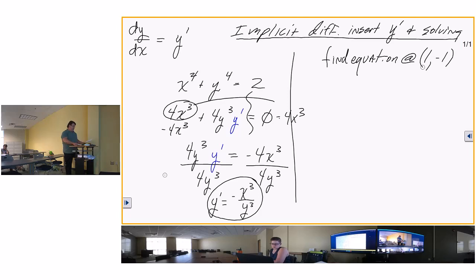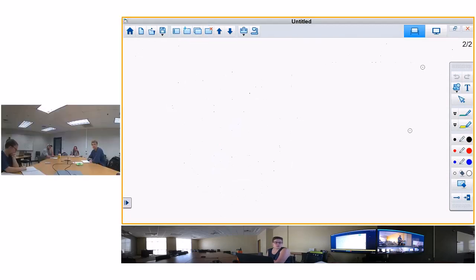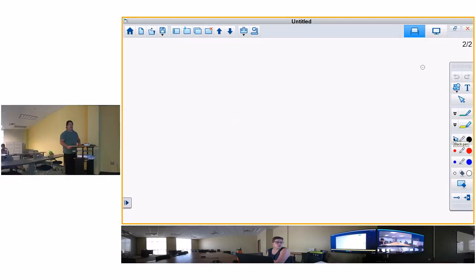All right, let's do another. Now again, I'm assuming that there's people in here that have never seen this before. So if you're a water walker, then just be patient. Let's do another. I'm going to do several of these. X cubed plus y cubed is equal to 8.